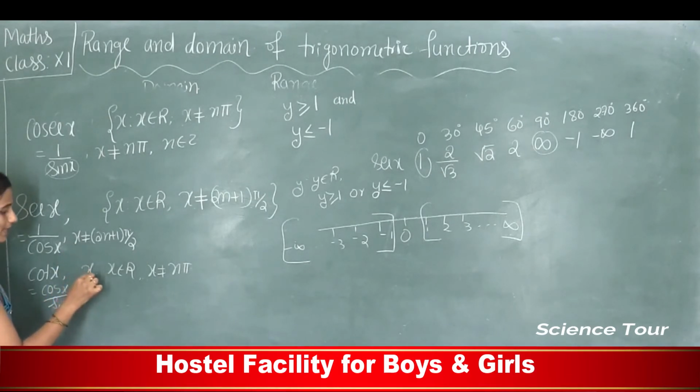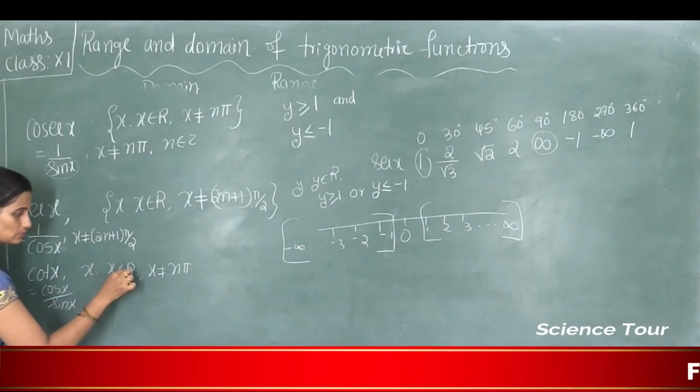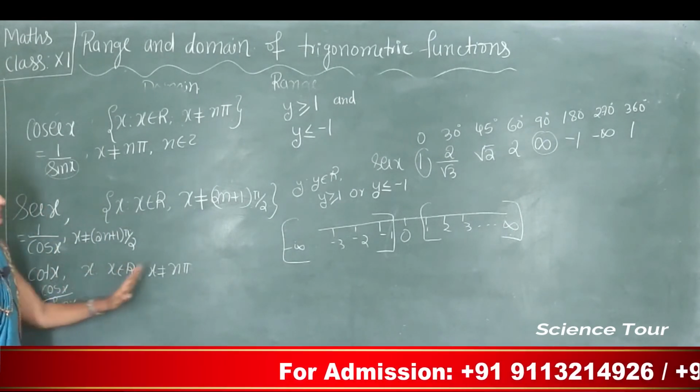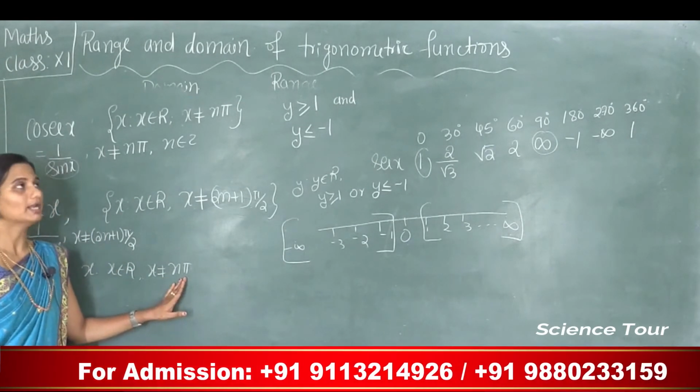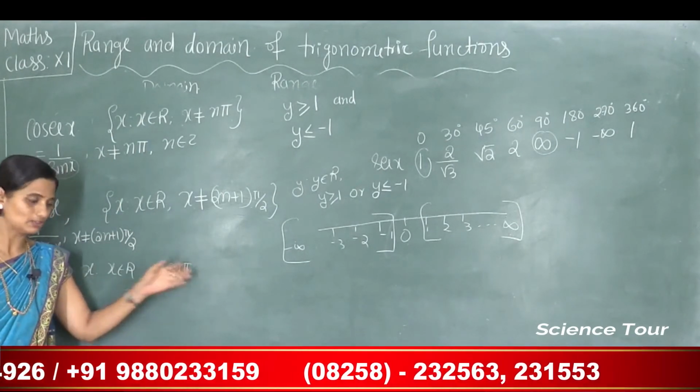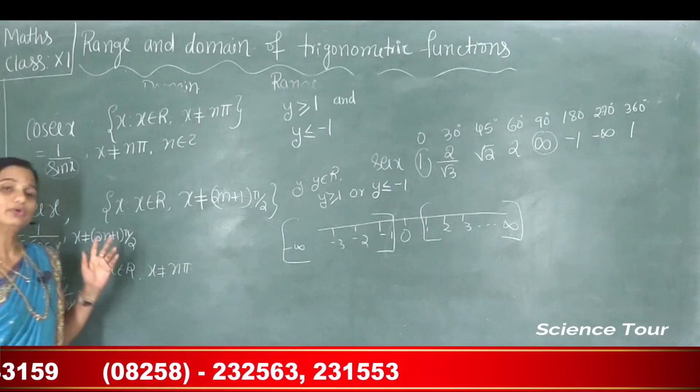So therefore x is such that x belongs to R and x should not be equal to n pi. So at this point the cot is not defined. The domain is the set of all points where the function is defined. So this is your domain. Now can you write the range?